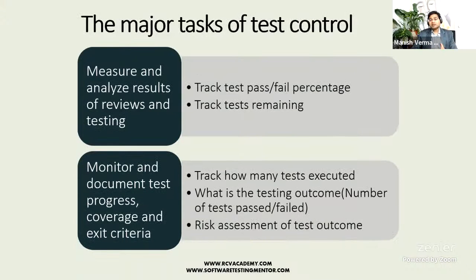Now, major tasks: tracking test pass, fail, tests remaining, how many defects there are, whether they are blocking a particular execution, and will that delay the timeline, right? What is the testing outcome, what is the risk assessment? When we say risk assessment, are all high level risk items already tested and covered? All of these activities are part of the test control, like tracking the pass fail percentage. They help you to see that, yes, there is a deviation in the plan, and what we need to do in order to get back on track.